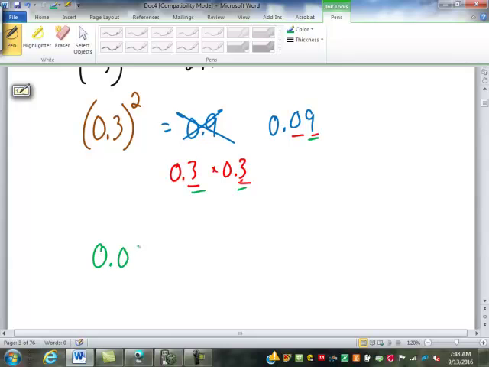So 0.04 squared. What's that going to end up as? 16 in how many places? There's 2 places here. So it'd be 2 plus 2, or 4 places. So 16 ten-thousandths. You are correct.